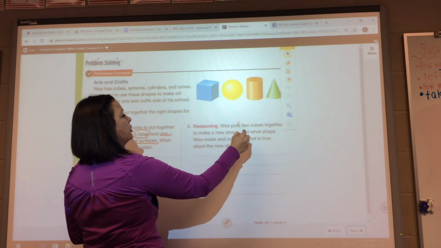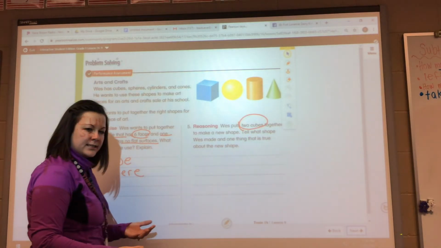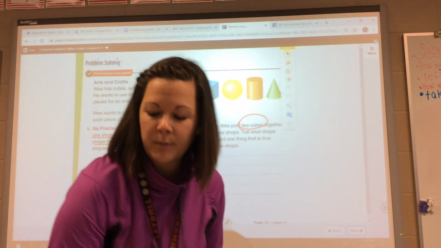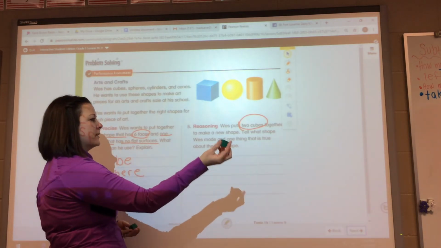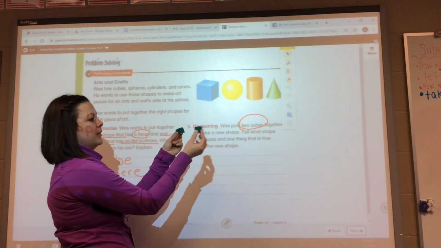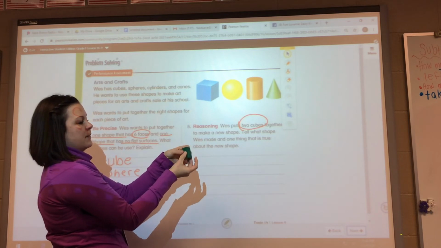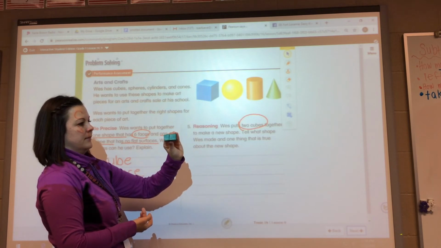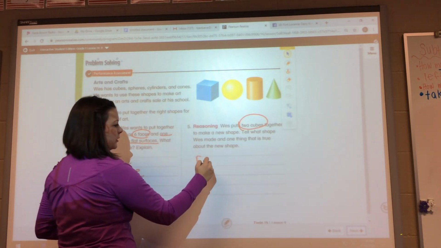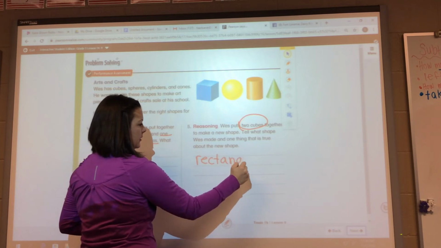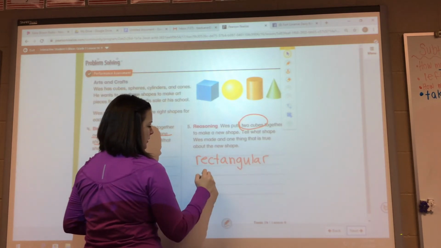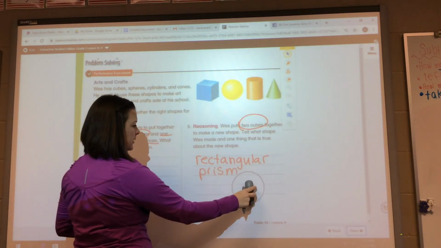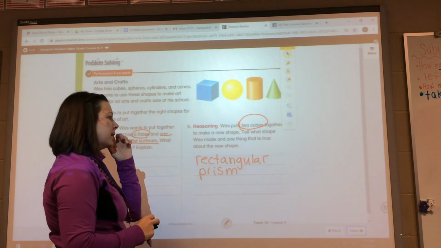All right, so he has 2 cubes. Now, if you have your dice near or you know right where they're at, you can pause it and go get it. Otherwise, you can take a look up here. I have 2 cubes. I put these 2 cubes together, whether I put them side by side or I stack them up. What is the new shape I have now made? A rectangular prism. All right, I guess you don't put a period there. Okay, a rectangular prism is what he made.